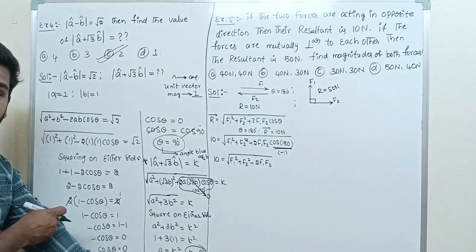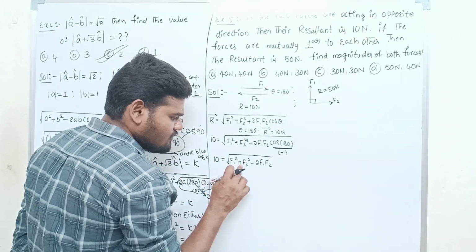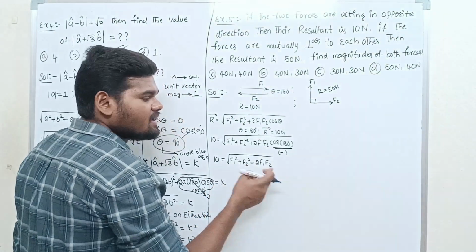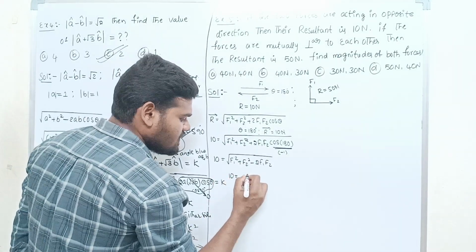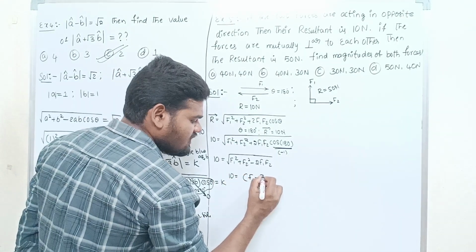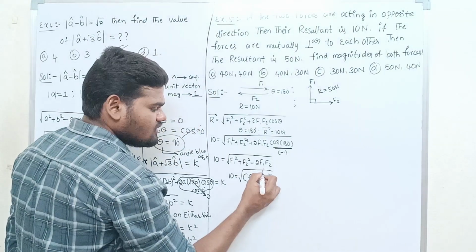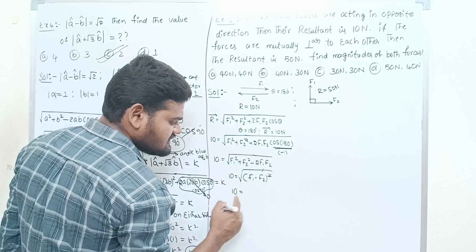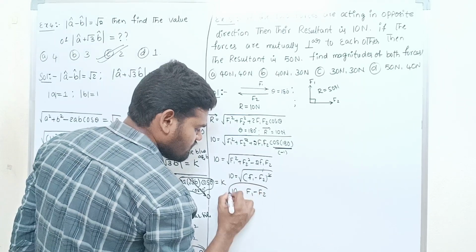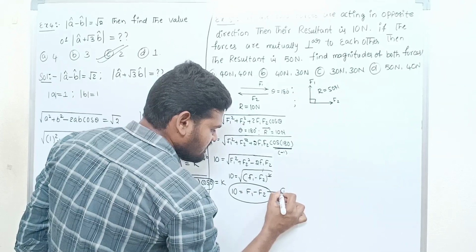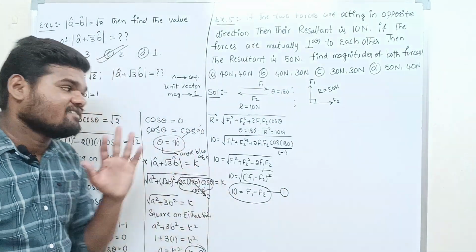Are you getting any doubts? Have a look. This is in the form of a square plus b square minus 2ab. So the formula is a minus b whole square, under root. So the square root gets cancelled out, and 10 newtons is equal to F1 minus F2. Let us say this is equation number 1. Are you getting any doubts? Right. Very good.